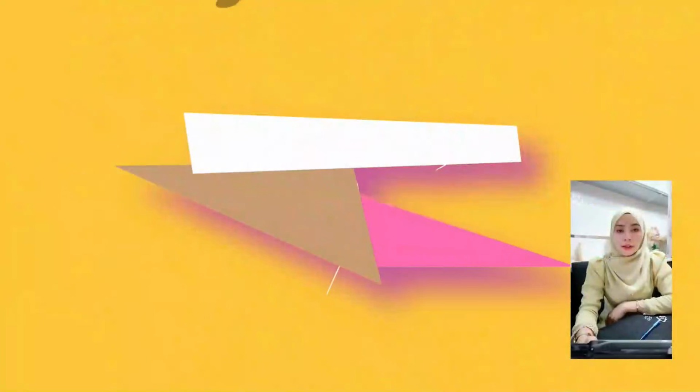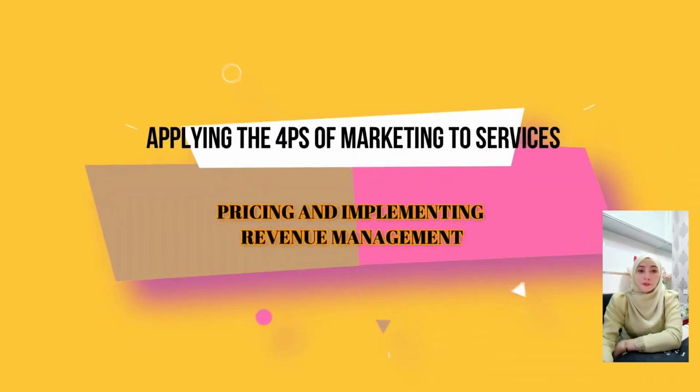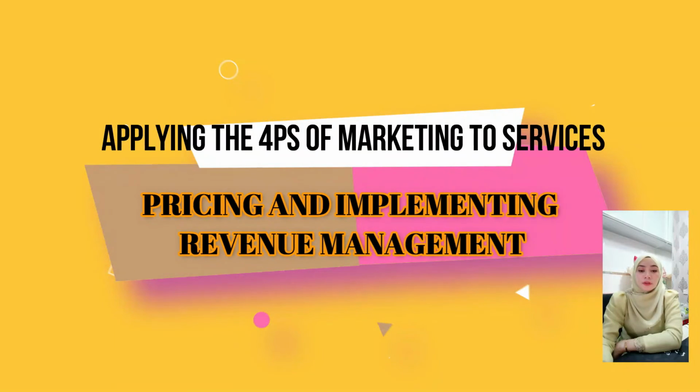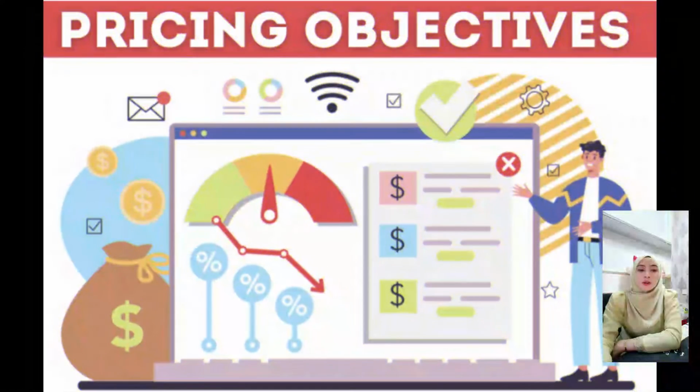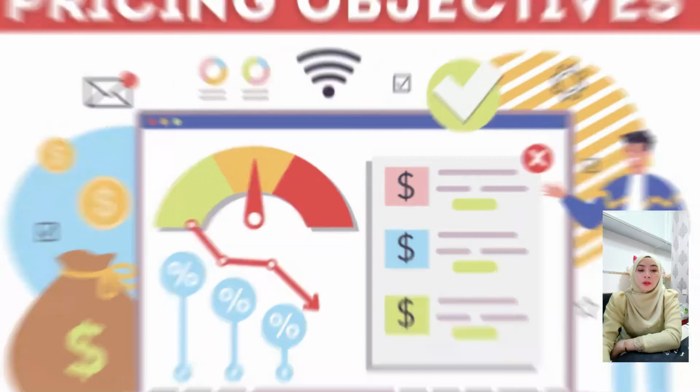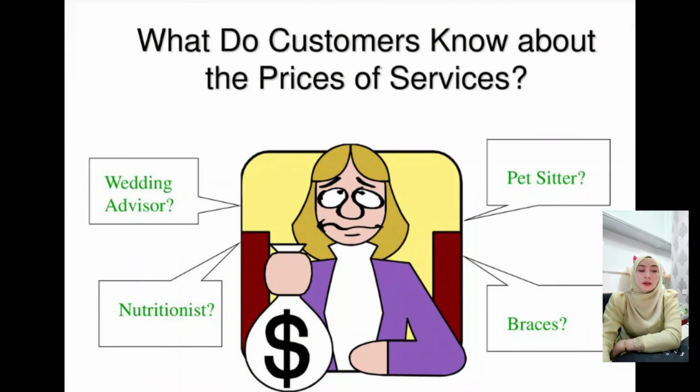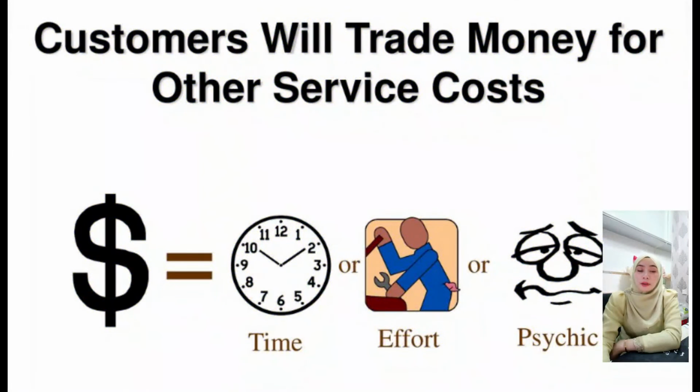Now let's continue the presentation, applying the 4 Ps of marketing to services, on pricing and implementing revenue management. For this topic, we need to know effective pricing for financial success. We need to know the objectives of service pricing: to gain profit and cover the cost, build demand and develop the user base, and support the positioning strategy.